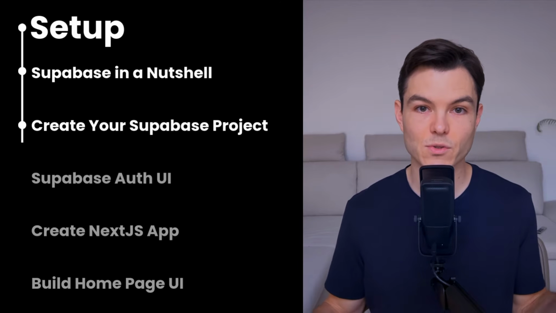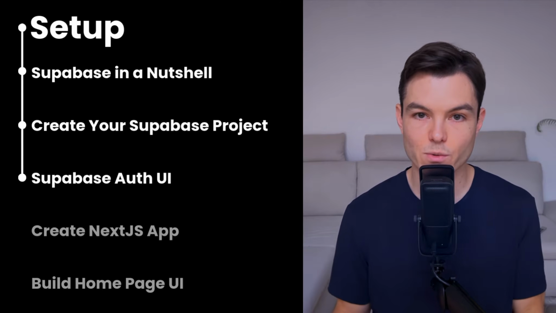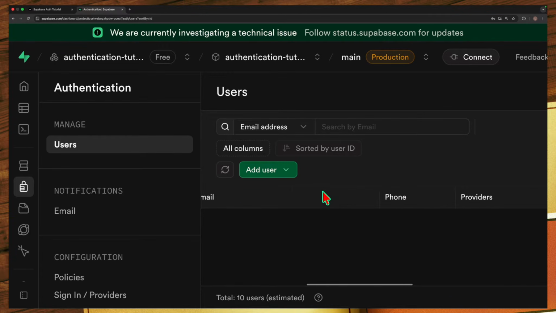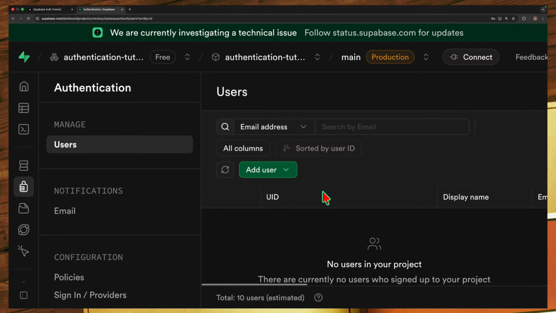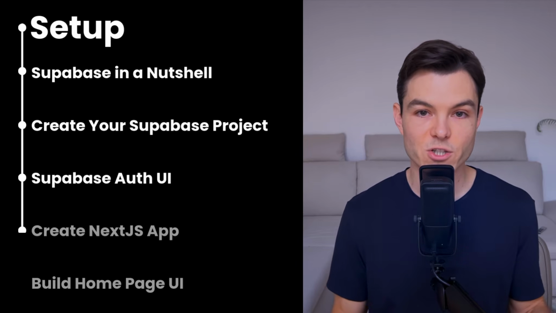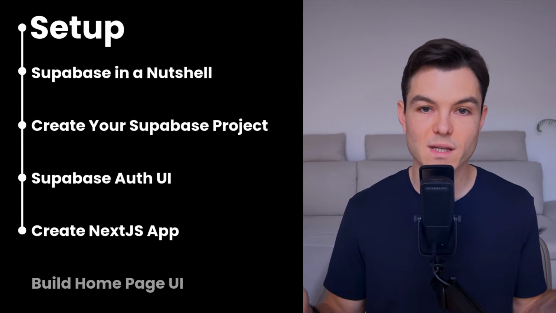And with that, it's time to talk about Supabase Authentication UI. Here we can see our registered users and information about them such as name, email, phone, and so on. Currently, we don't have any users, but that will change very soon. We can ignore the rest of the configuration for now and start writing some code to create our Next.js app and connect it with Supabase Authentication.